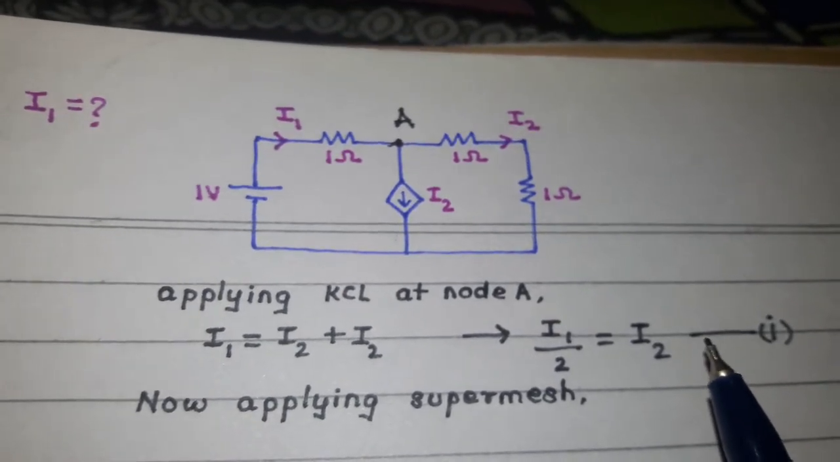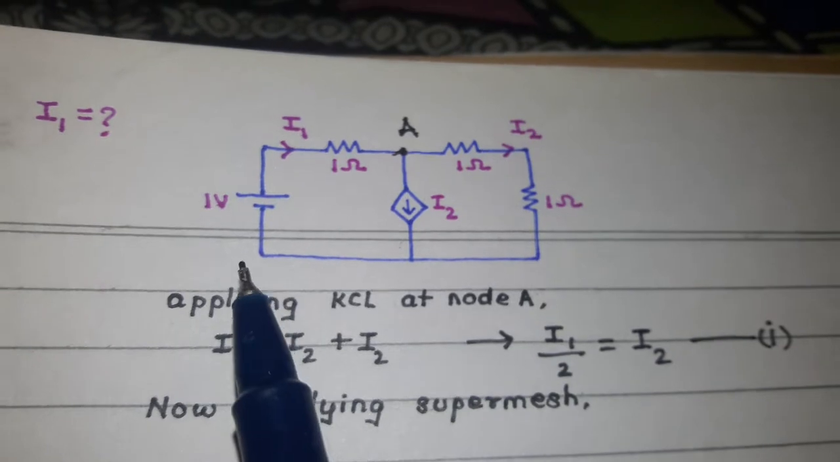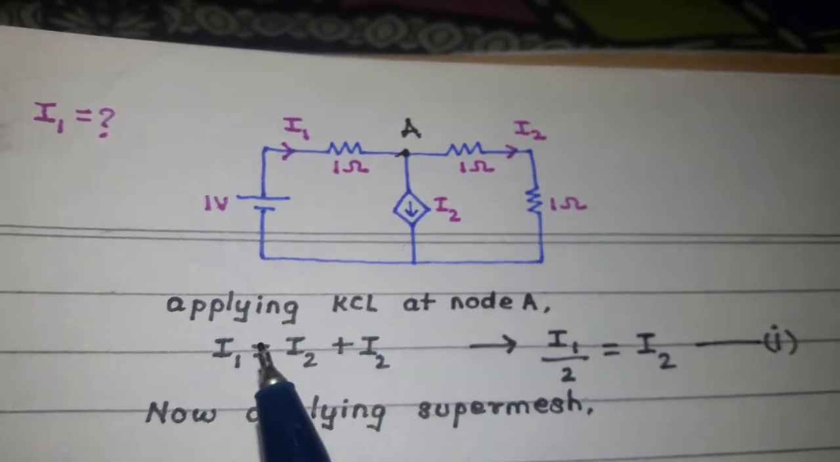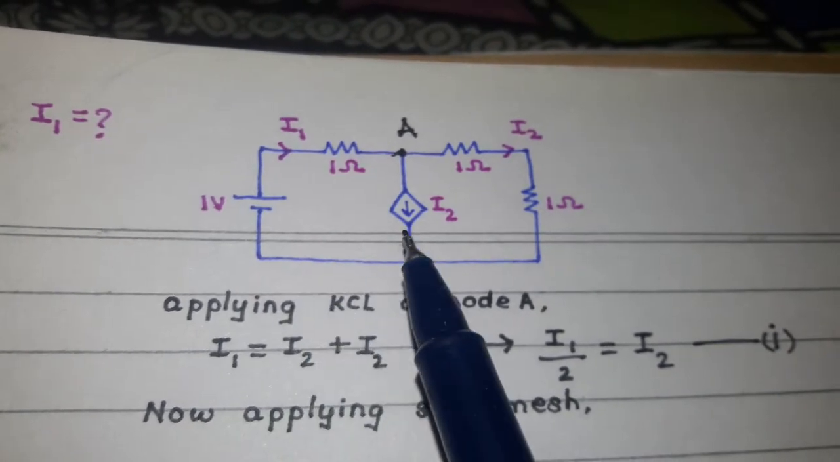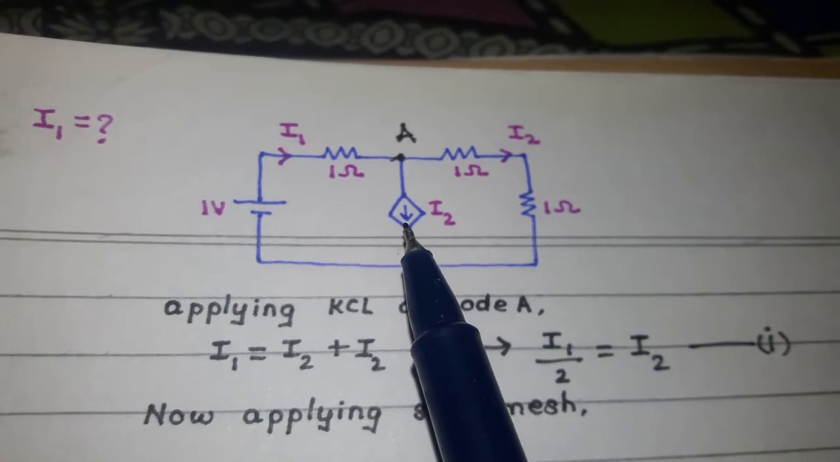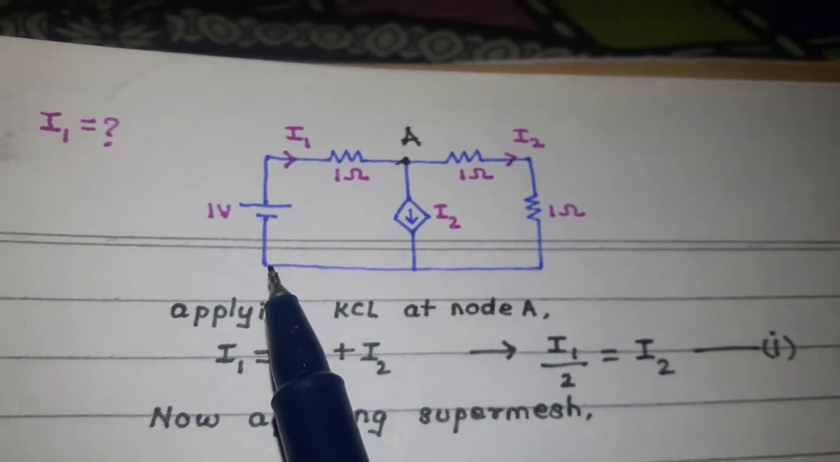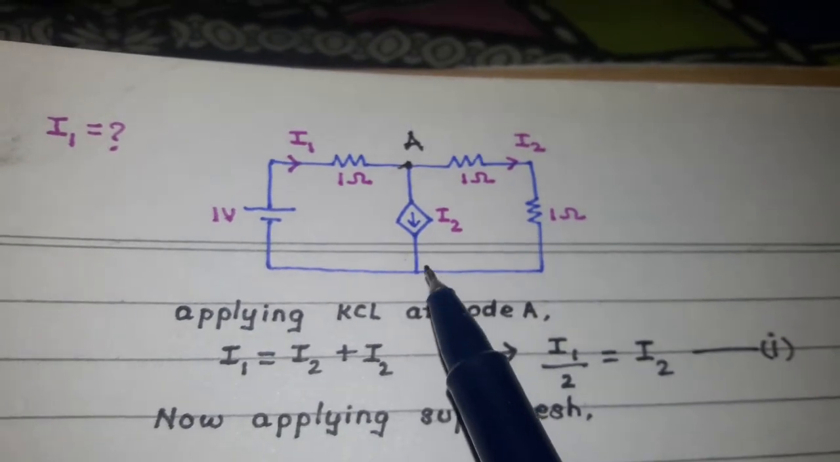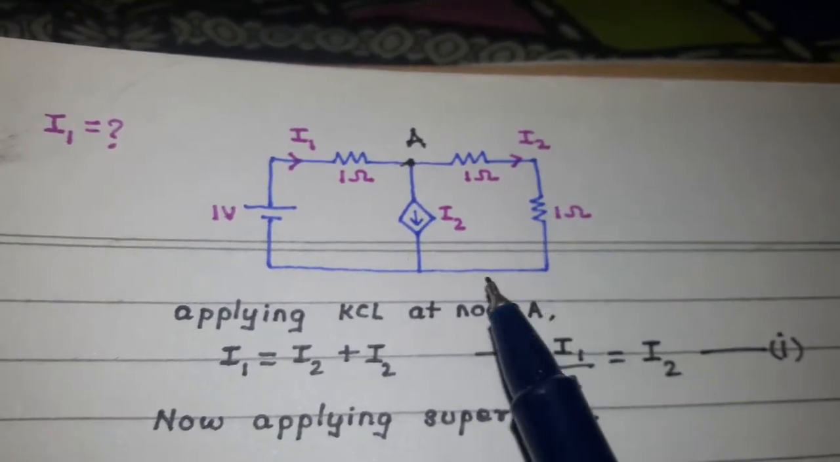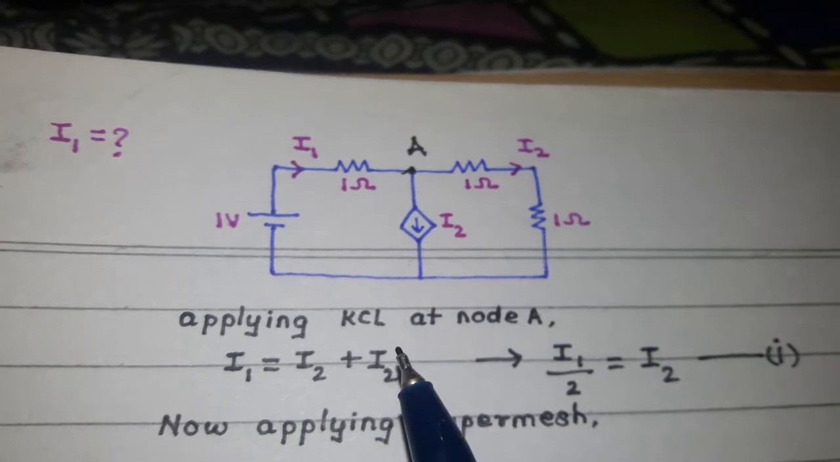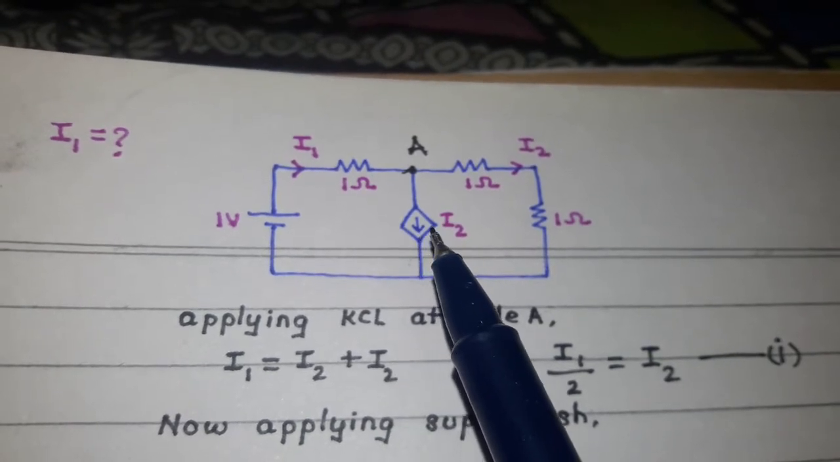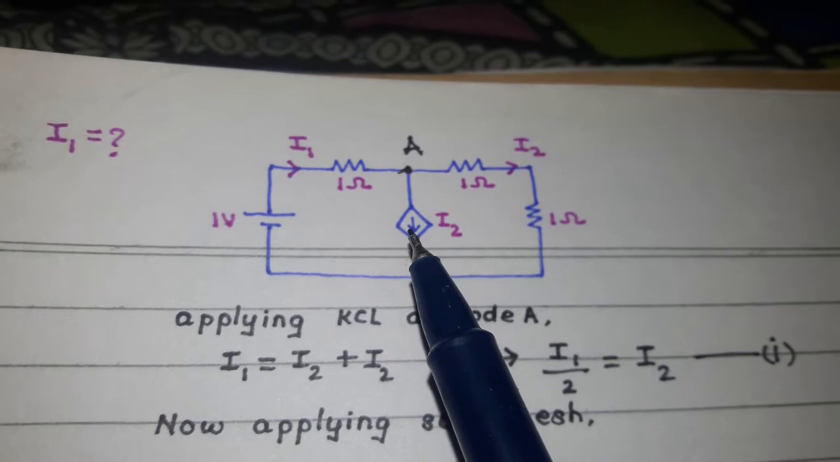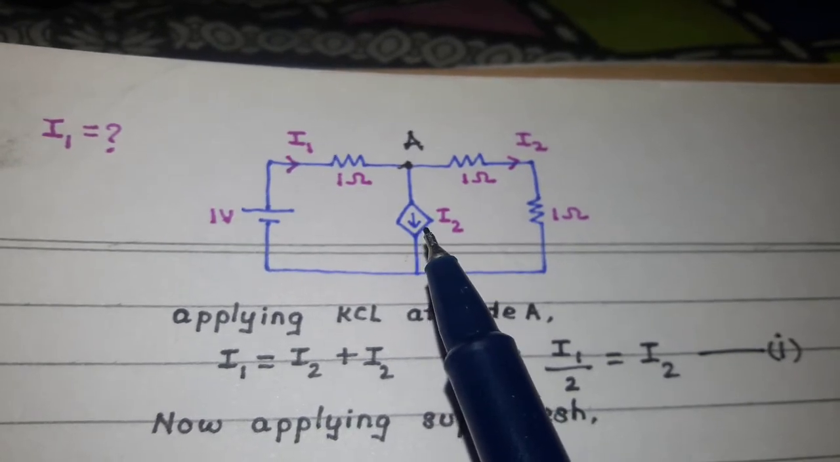Then we will apply super mesh. Why super mesh? The only condition to apply super mesh is when you have a source between your two meshes. In this question you have two meshes. This is mesh number 1, and this is mesh number 2. Between them we have a current source I2. This is the reason why we are applying super mesh.